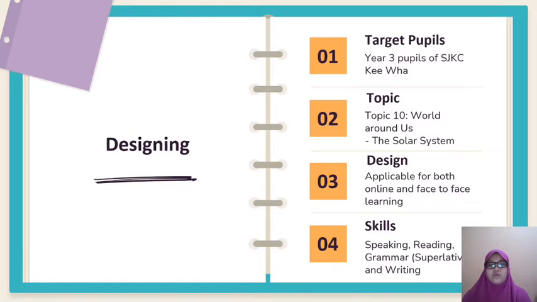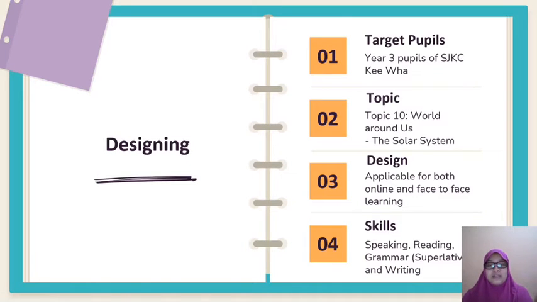Why I chose this topic is because I think the topic is interesting. My students mostly come from the rural area where they have less knowledge. They do not have much knowledge of the solar system, the planets and so on. I believe that when introducing this topic to my students, they will feel excited and it will give them more information about the solar system and the planets.